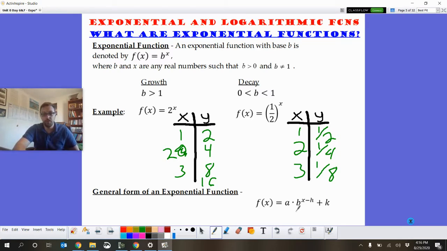Our general form, we've got B, this is our growth rate, A is considered the initial value, and then K, I think, is like the starting point, something like that.